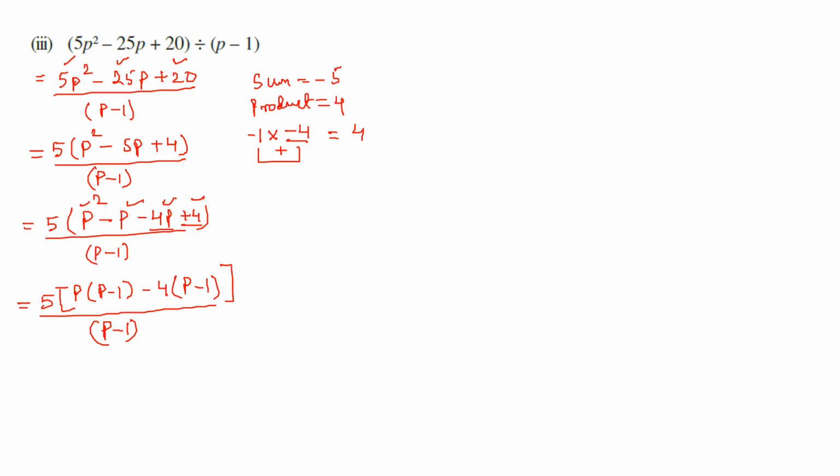Now you can see p minus 1 is here also and here also. So let's take p minus 1 common. So 5 into p minus 1 into p minus 4 divided by p minus 1. Now cancel out p minus 1. So I am left with 5 times p minus 4. This is the answer. Now next question.